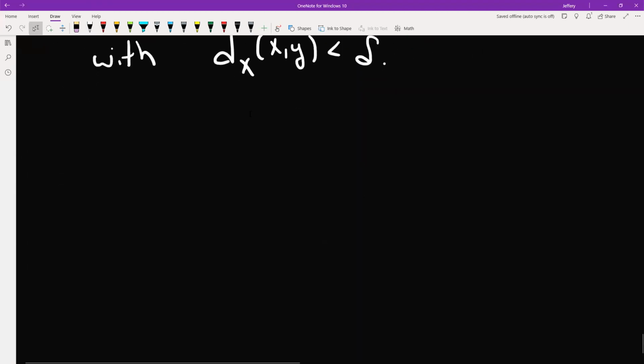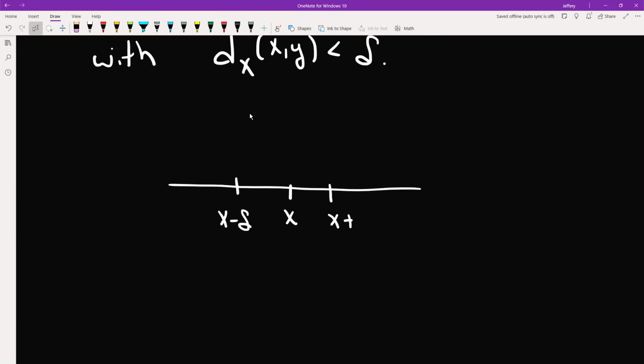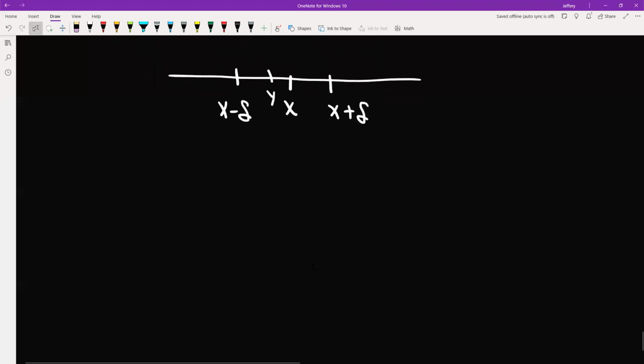Basically, if you want to think about it, you've got an interval. Here's x. Here is x minus delta. Here's x plus delta. And whenever y gets in here, then f of x is either the largest or the smallest. So local maximum, local minimum. Okay, so let's use this to talk about another theorem.